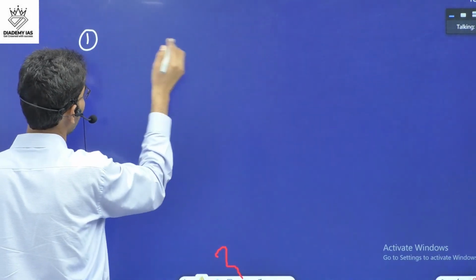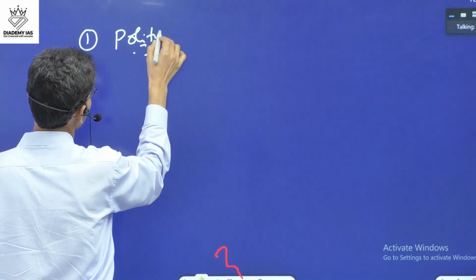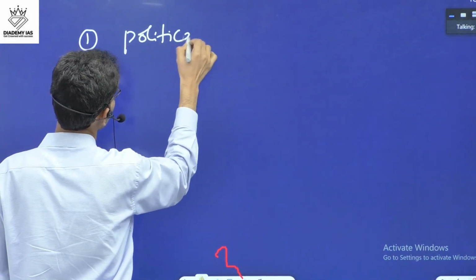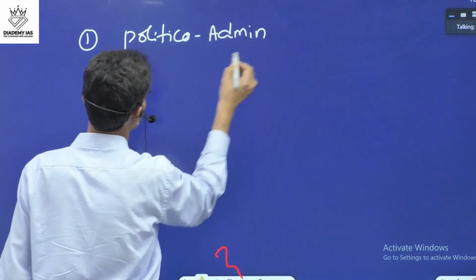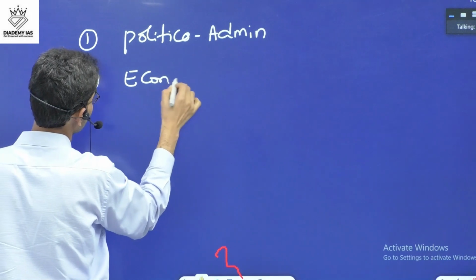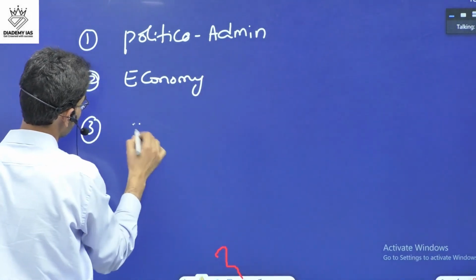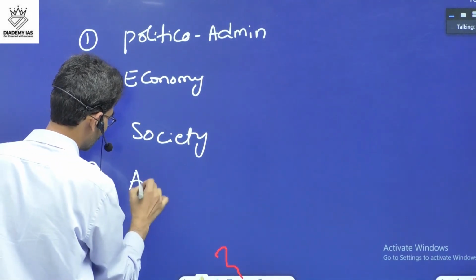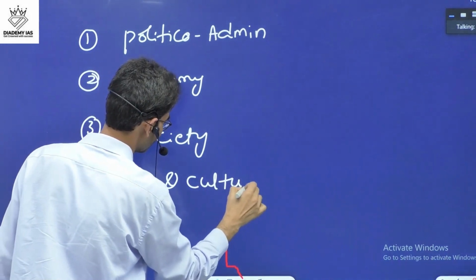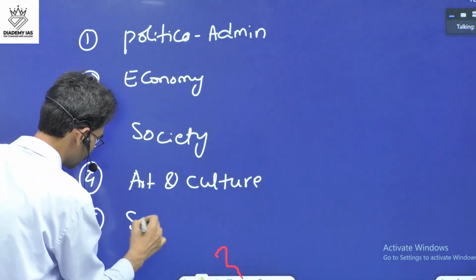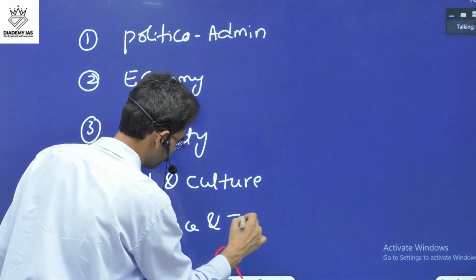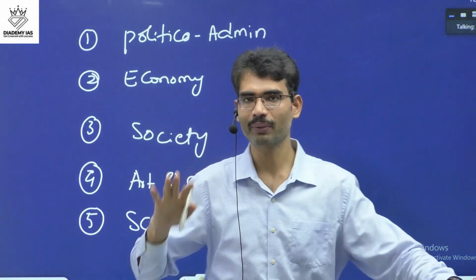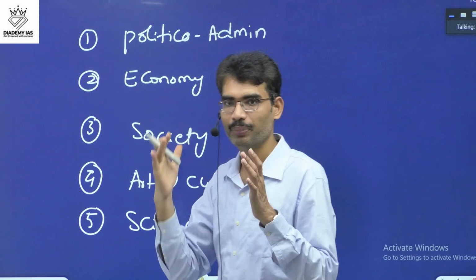First one is, once you have some kind of political system, how you administer yourself. That we call Politico-Administration. Second one, economy, third one society, fourth one art and culture, and fifth one science and technology. These are the 5 fundamental dimensions, and now we are in the prehistoric period.